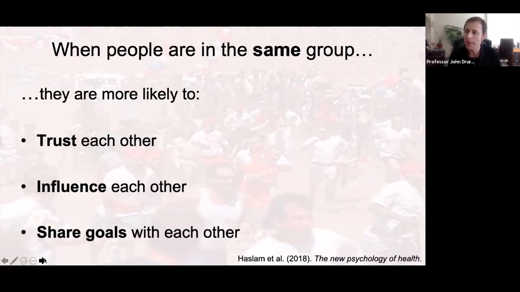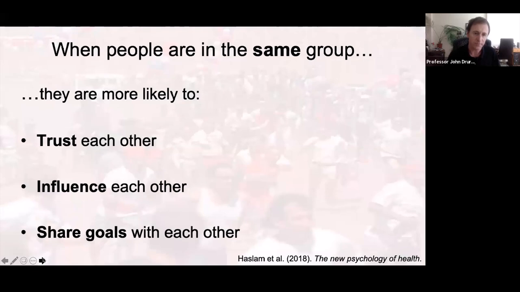And thirdly, when they're in the same group, people are more likely to feel or believe that they share the same goals with each other. But it's more than a belief, because when people assume that the other has the same goal, they try to align. So I assume that everybody in this webinar is here because they want to use psychology to enhance safety in their work. So we share those goals and we try to align our goals if we're in the same group.